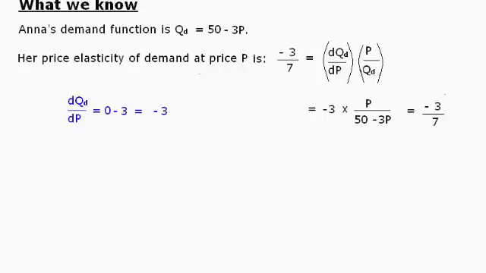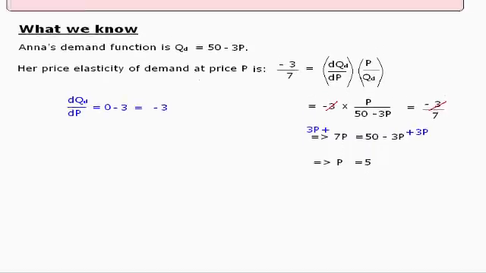After canceling out both negative 3's and then cross-multiplying, we find that 7P is equal to 50 minus 3P, and once we solve by adding 3P to both sides of the equation, we find that P, the price, is equal to 5. So there you are. I hope you found this helpful.